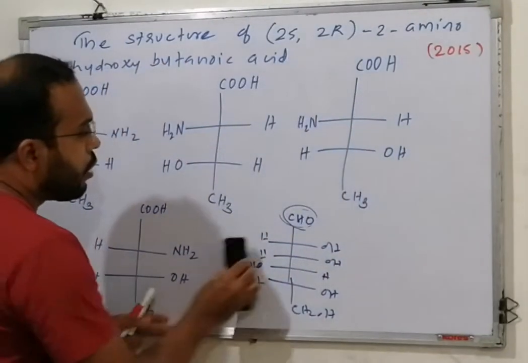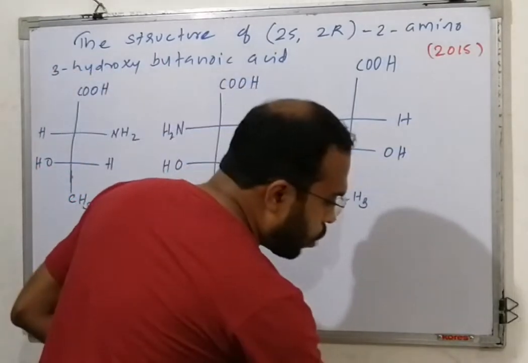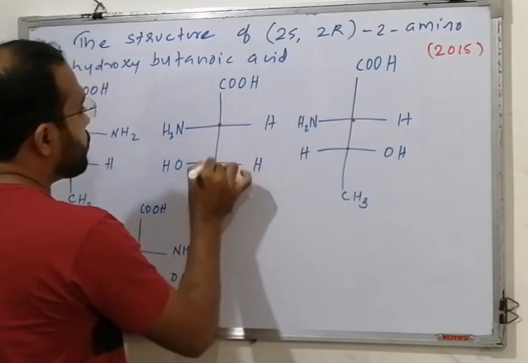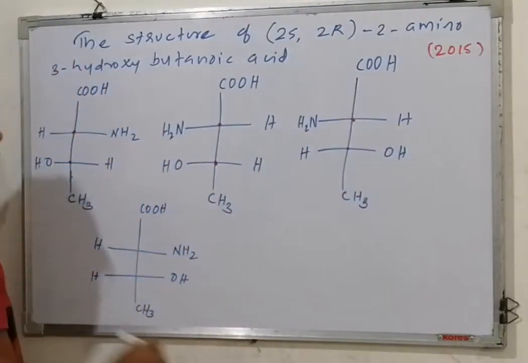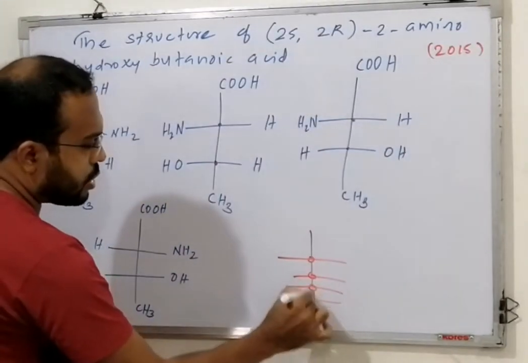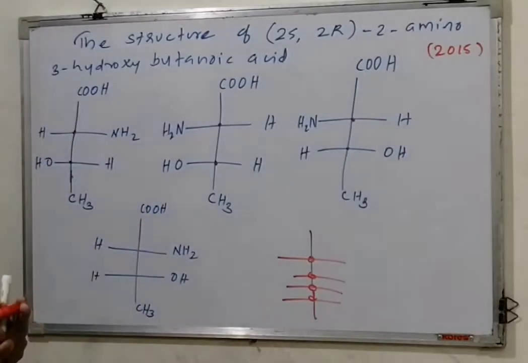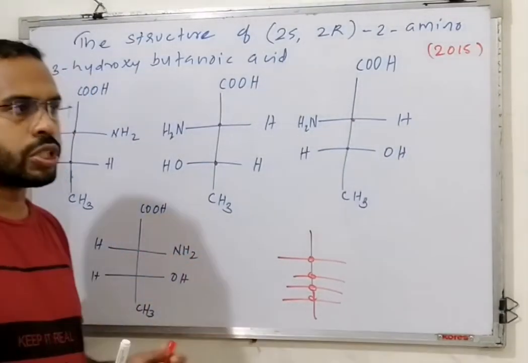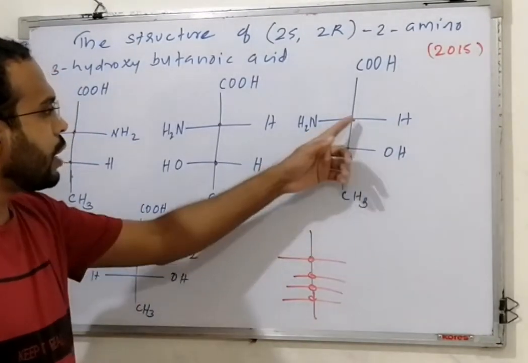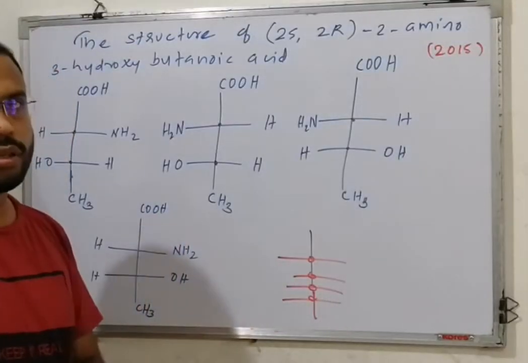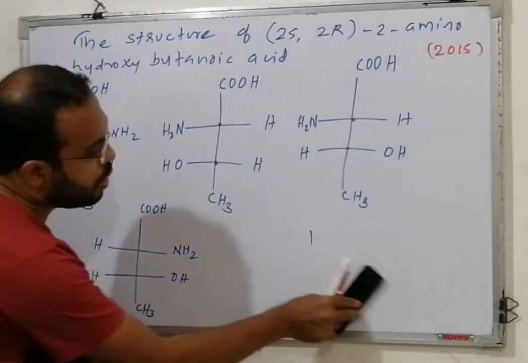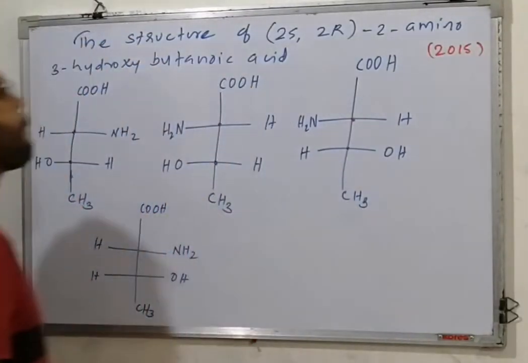Another one: in the Fischer projection, these cross points are optically active. Cross points are optically active. If there are 4 cross points in glucose, it has 4 chiral centers. Cross points are chiral centers. In a Fischer projection, each cross point represents a chiral center. Here how many chiral centers? 2. Here how many? 4. Point number 2: in Fischer projection, cross points are chiral centers.